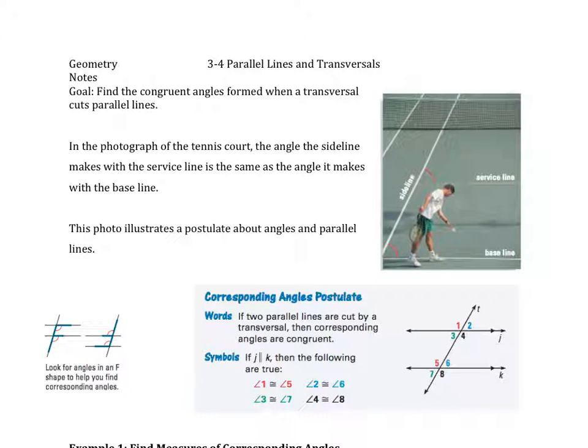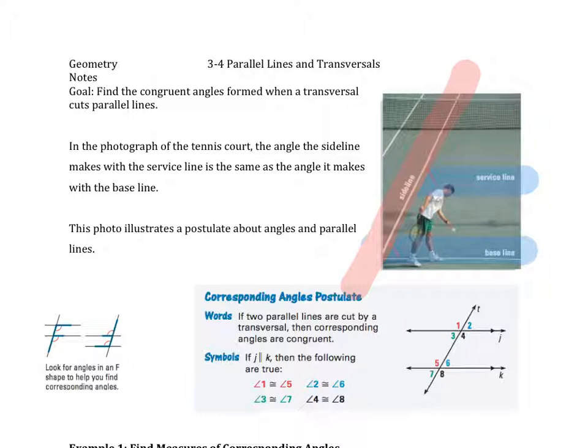Okay, in lesson 3-4, we're going to look at parallel lines and transversals. First thing we need to do is define a transversal. A transversal is that line that cuts through the parallel lines. So if you look at this tennis court, we have the two service lines, and then the transversal is that line that cuts through the two.